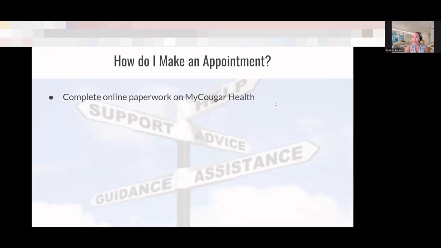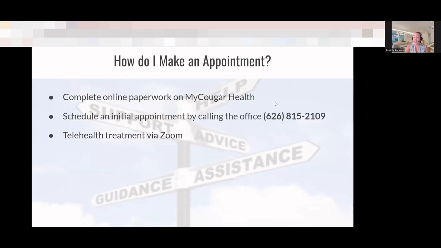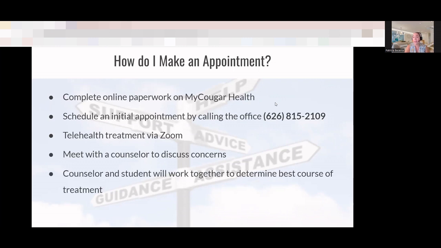So how they make an appointment is they can go through their My Cougar portal and complete online paperwork. Then they can give us a call and schedule that first appointment, or they can just walk in. And we are able to do telehealth again if needed. If not, we are doing in-person services. And when they meet with their counselor for an intake appointment, that's when they'll come up with treatment goals and a treatment plan of how often they'll meet and for how many sessions.